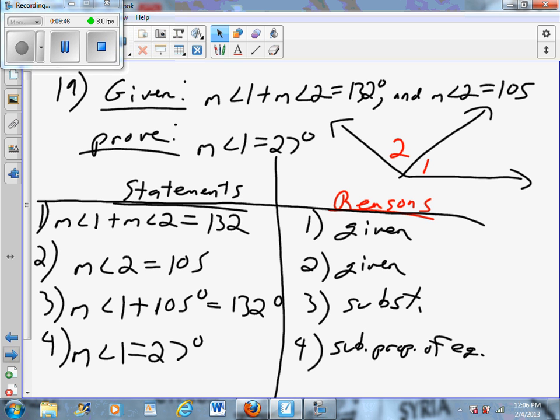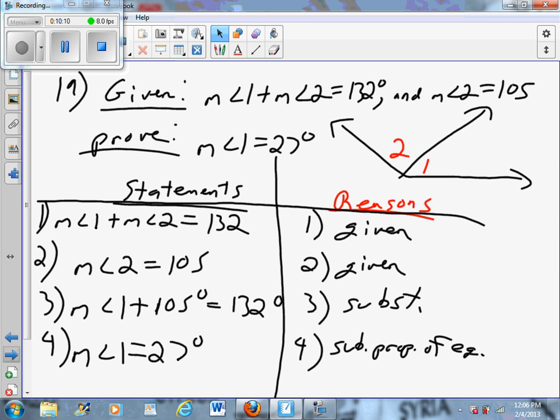The problem reads as follows. It's not exactly drawn up the way you see here on the Smartboard. What you see if you look in your book says: In the diagram, the measure of angle 1 plus the measure of angle 2 is equal to 132 degrees, and the measure of angle 2 is 105 degrees. Complete the argument to show that the measure of angle 1 is equal to 27 degrees.